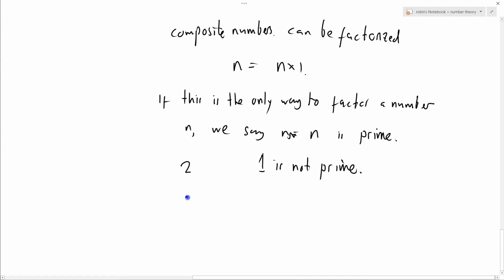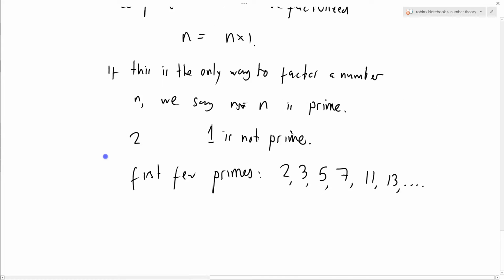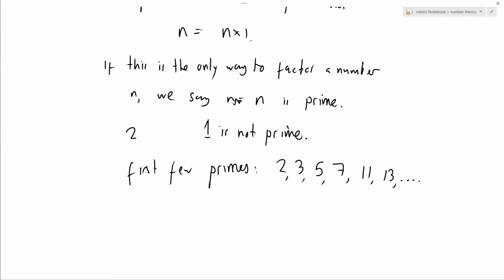So the first few primes are as follows: 2, 3, 5, 7. 9's not prime because it's 3 times 3. 11, 13, and so on. It's a nice little sequence of numbers. Quite often you talk about an odd prime, which means a prime strictly greater than 2, because 2 has got some rather peculiar properties in many contexts.